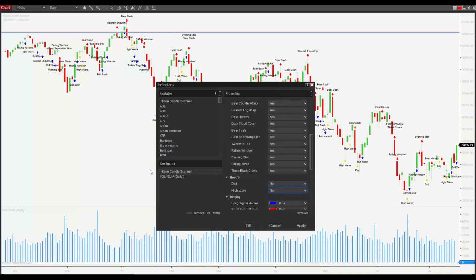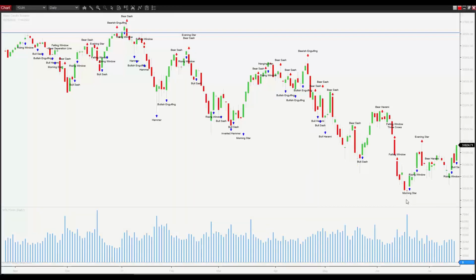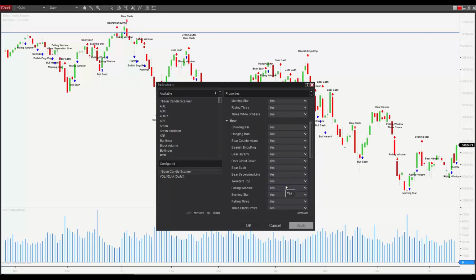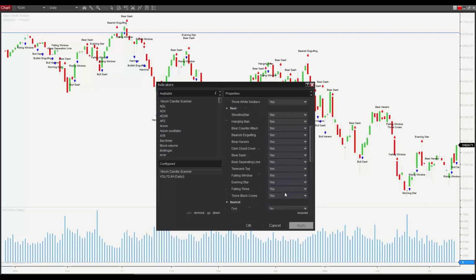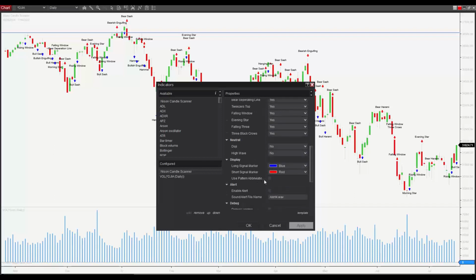Notice right here, we're at the bottom of this chart. Hopefully you can see my mouse moving. It says high wave. By me saying no and I click apply and OK, the high waves are no longer identified, and neither are the doji. So the bottom line is, if you want any format of any combination of the candle patterns, you can say yes, no, or strict to that candle pattern. You can have the abbreviations or not.